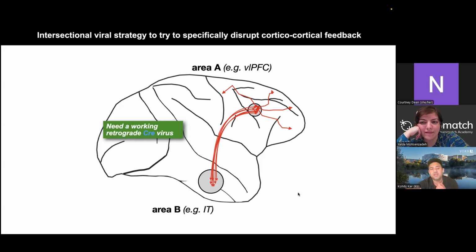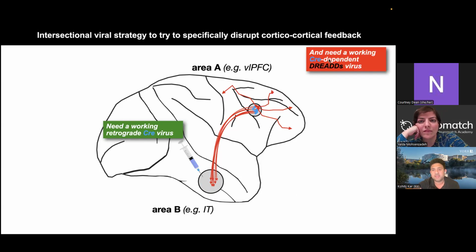So you will inject a Cre virus that expresses Cre here. It's a retrograde Cre virus, so it is taken up by the axons and passed on to the cell bodies of these neurons. And then you inject another virus here that is Cre-dependent, so it will only affect the neurons that have expressed Cre.